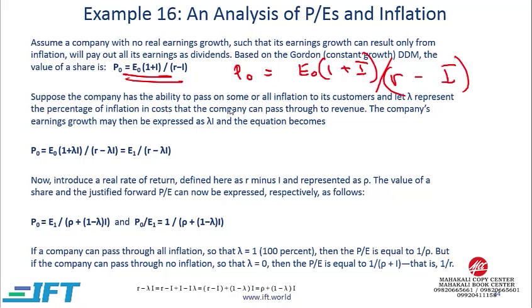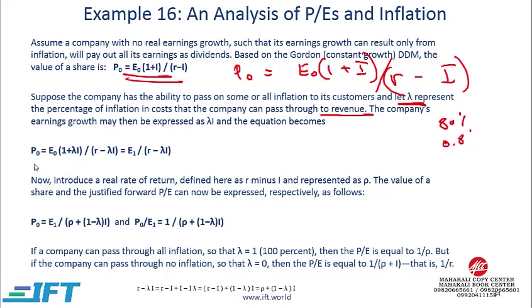Suppose the company has the ability to pass on some or all inflation to its customers, and let lambda represent the percentage of inflation in costs that the company can pass on through to revenue. In other words, let's say that there is a certain inflation rate. If lambda is 80% or 0.8, then this is saying that for every dollar increase in input prices, a company can pass on 0.8 to customers. Okay, then what happens to our equation?